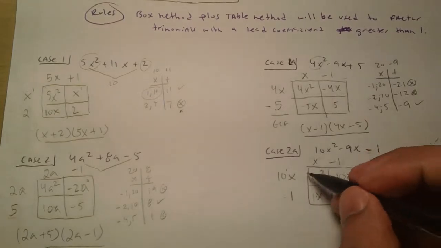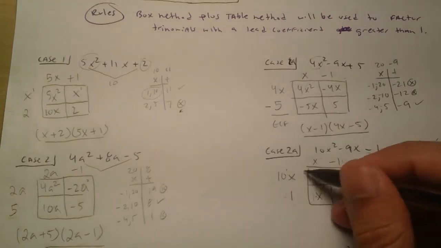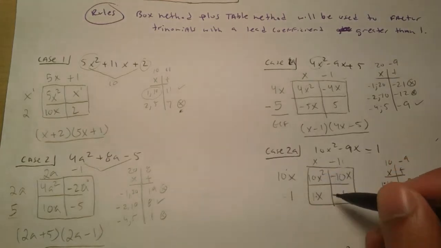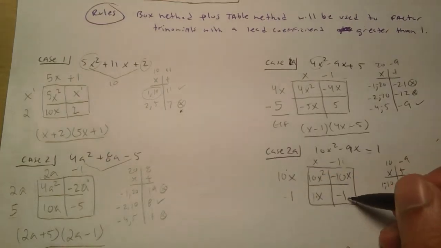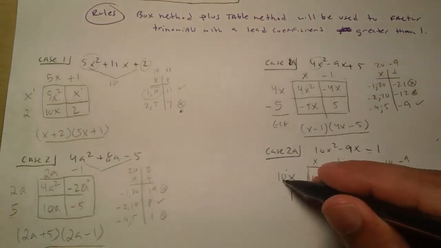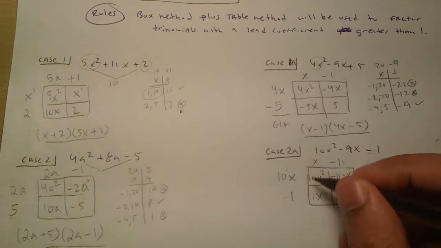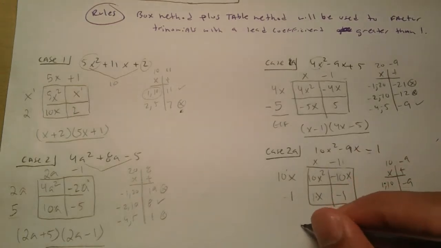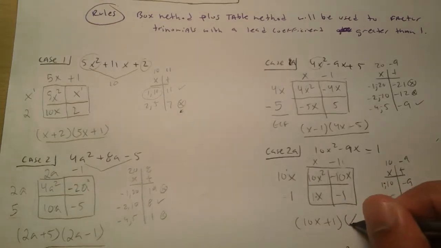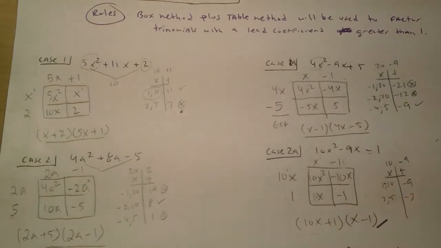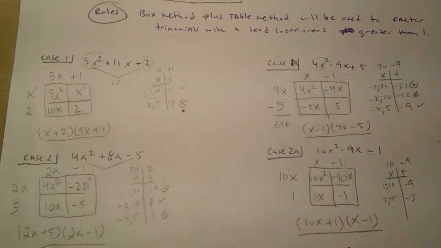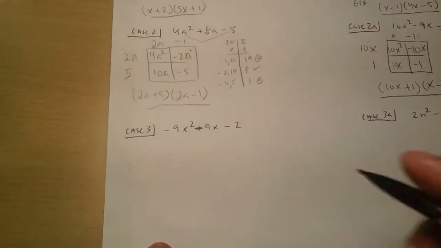So go ahead and just double check your answers inside. 10x times x, 10x squared, 1 times negative 1, negative 1. All these are negative, negative 1, and 10x will be negative 10x, and x and 1 will be x, and our final answer would be 10x plus 1, x minus 1, and that will be it for that one. Now we have this one.